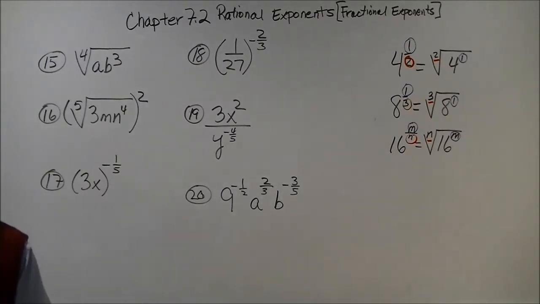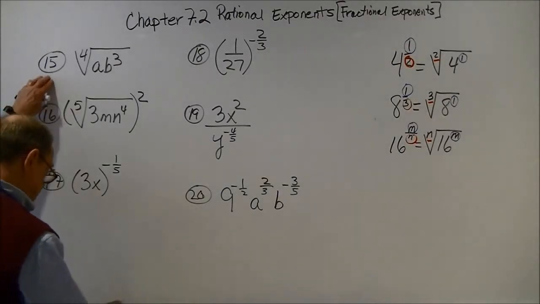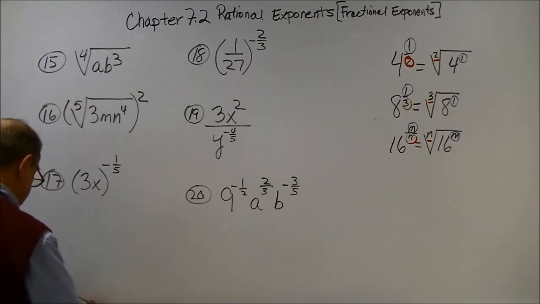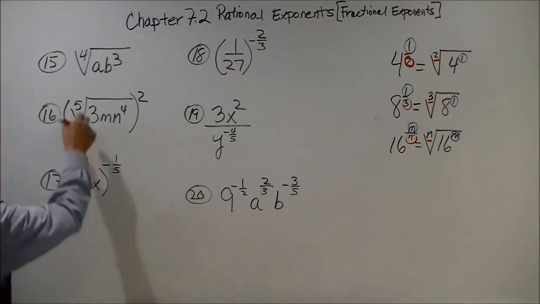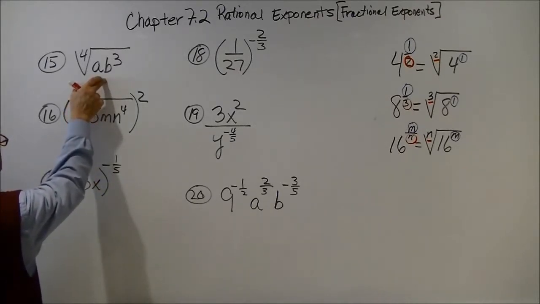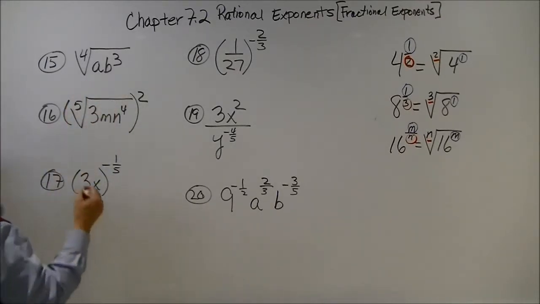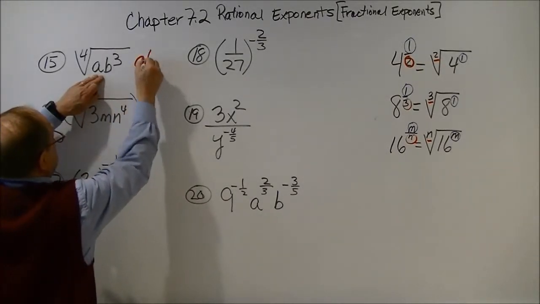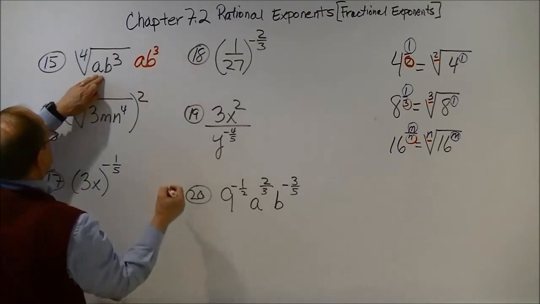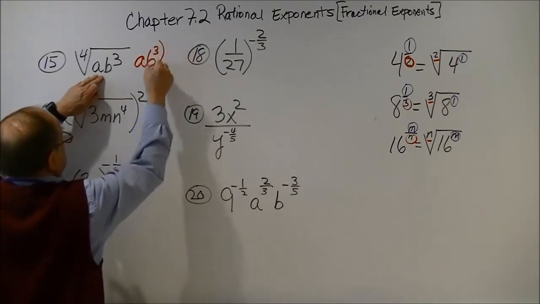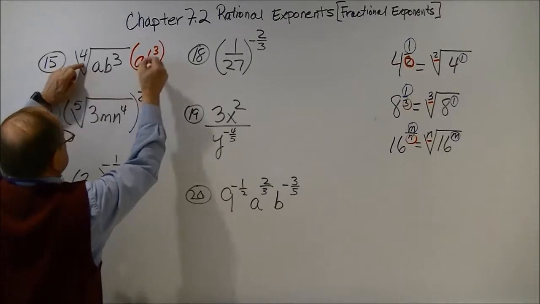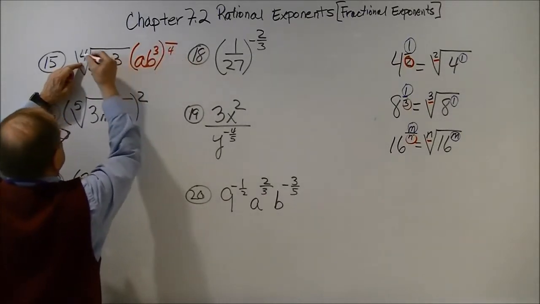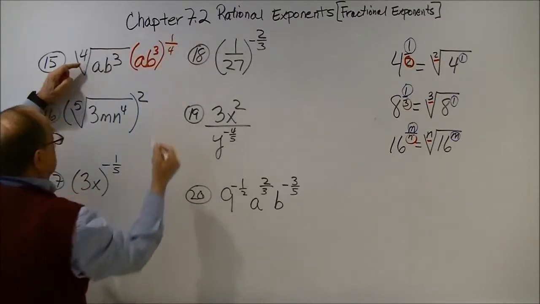All right, going on to number 15. And what we want to do is to convert them into fractional exponents. So again, our radicand is the base. That'll be a b to the 3rd. And we can put that in parentheses because our denominator will be 4 and our numerator will be 1.